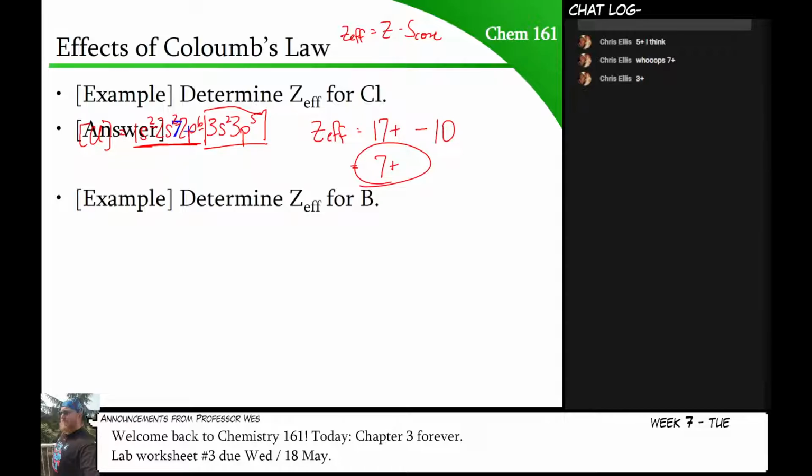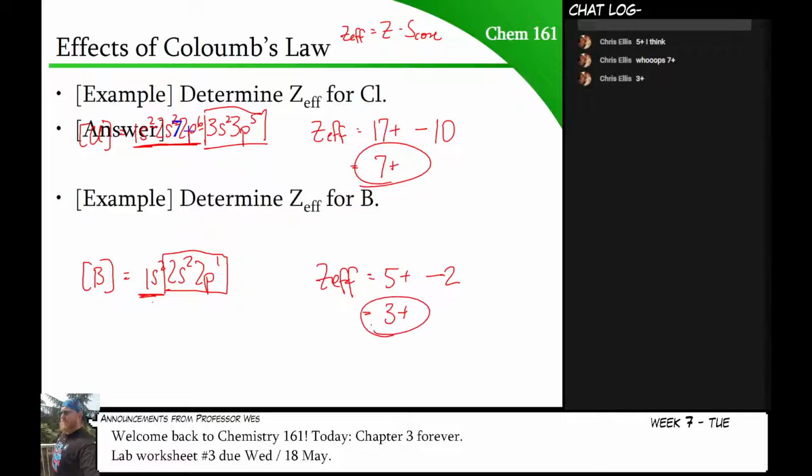All right, we'll do the same calculation. So I'm going to put it a little further down here. All right, so we should be able to write those out really quickly. Here are my valence electrons. Here are my core electrons. Z effective is number of protons, so boron is 5, minus the number of core electrons, that's these two. And there you go, very good.